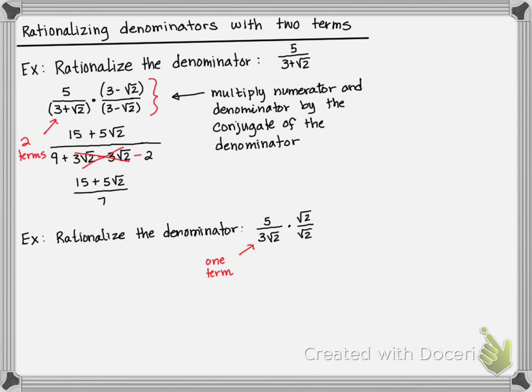So this one would end up being 5 root 2 over 3 times root 2 squared. So that's 5 root 2 over 3 times 4.